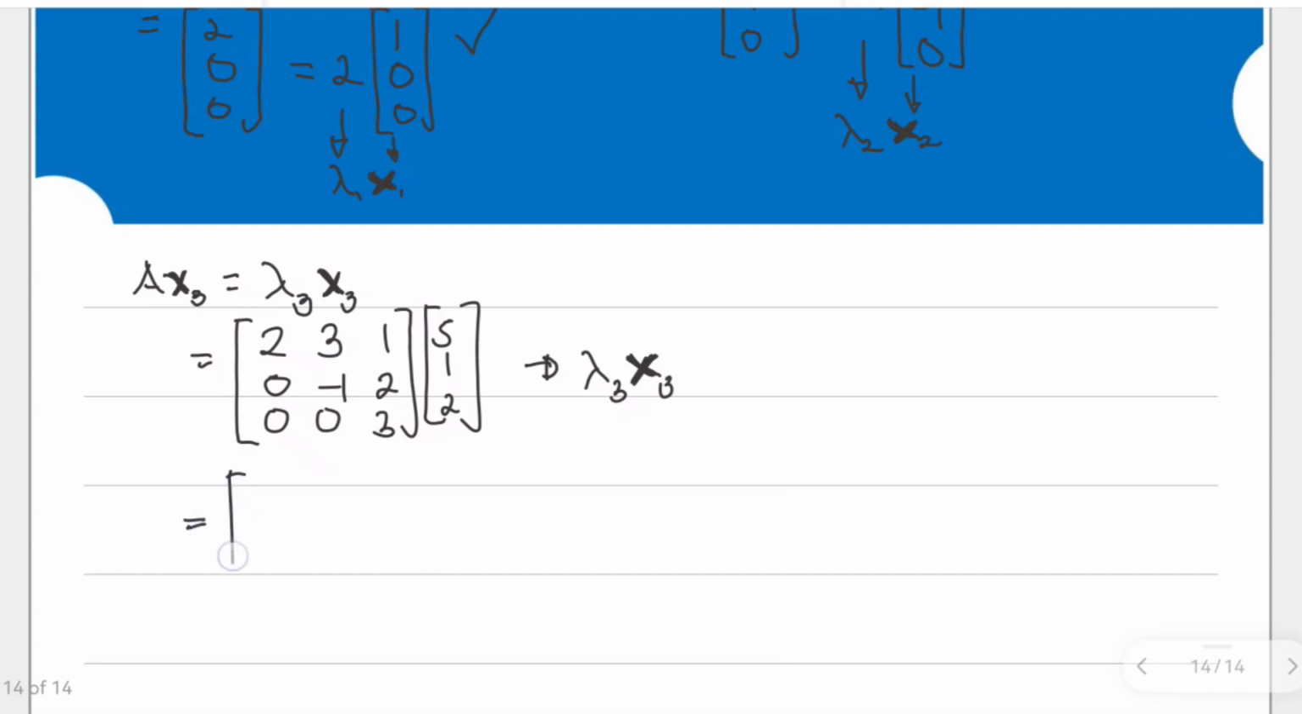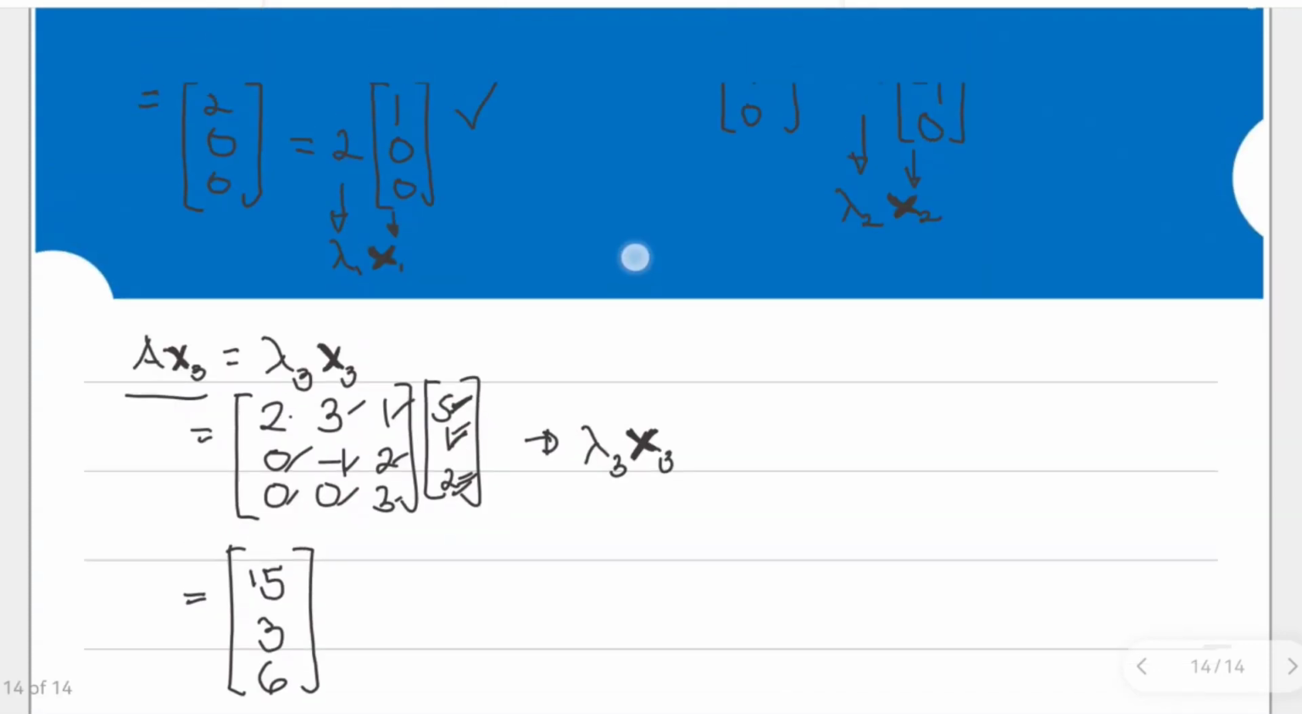So, okay, let's start. Again, 3 by 3 times 3 by 1 will have this form. So you have 2 times 5 is 10. 3 times 1 is 3, that's 13. 1 times 2 is 2, so that's positive 15. Then, 0 times 5 is 0. Negative 1 times 1 is negative 1. 2 times 2 is 4. Negative 1 and 4, you will have positive 3. And finally, 0 times 5 is 0, 0 times 1 is 0, 3 times 2 is 6. So that's 6 here. This is the result for this expression.